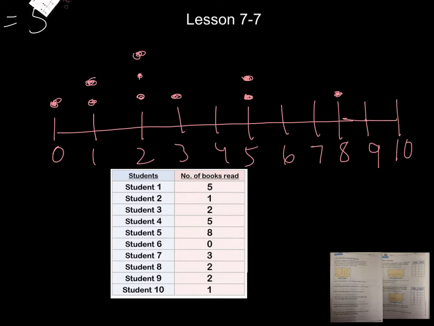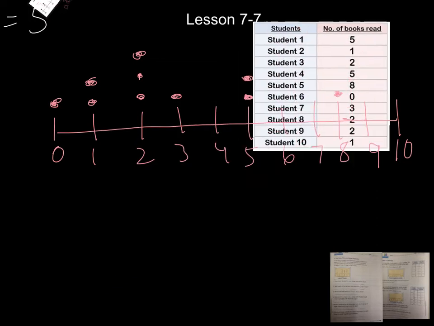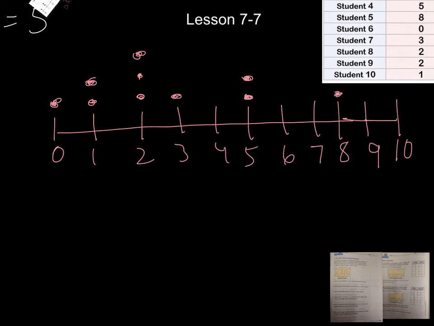Okay, so looking at this data that you collected on your line plot, what was the highest number of books that were read by any student? Okay, hopefully you looked at that and said, oh wait, the highest number would be 8. One student read 8 books. That's the highest amount of books any kid read.